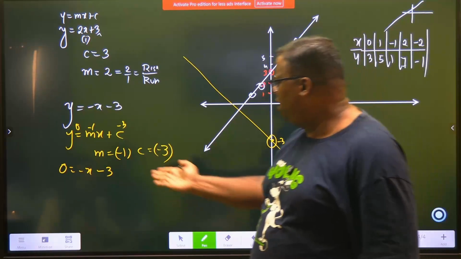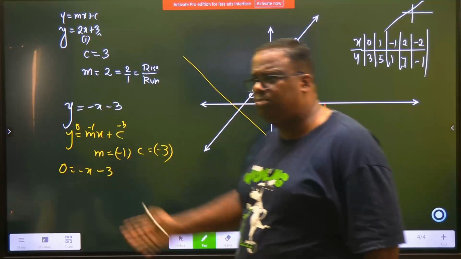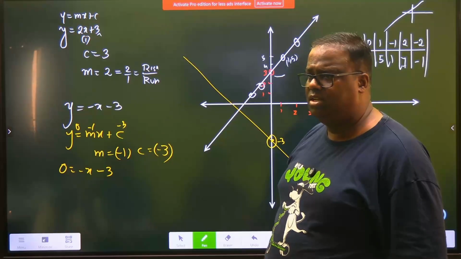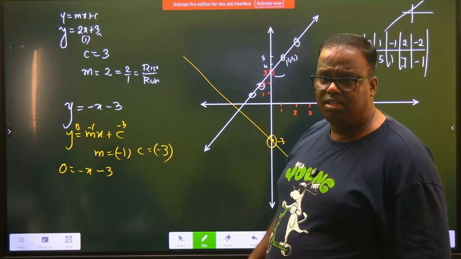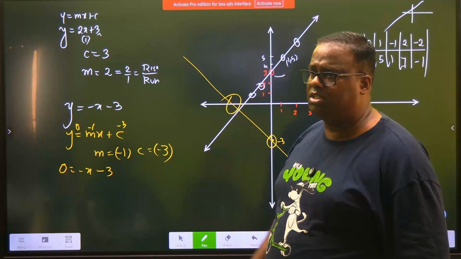क्या प्रॉब्लम हो रहा है? मुंह खोलने में प्रॉब्लम हो रहा है क्या? फिर पढ़ना छोड़ दीजिए आप लोग. What is the value of x from this equation? Put your copies and do and let me know. What is the value of x? -3. -3. The line is passing through -3.